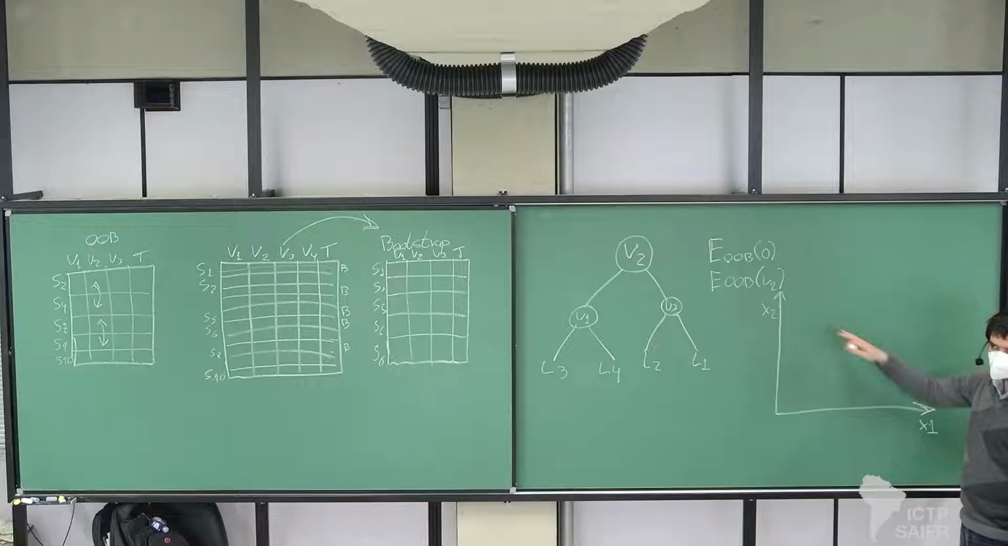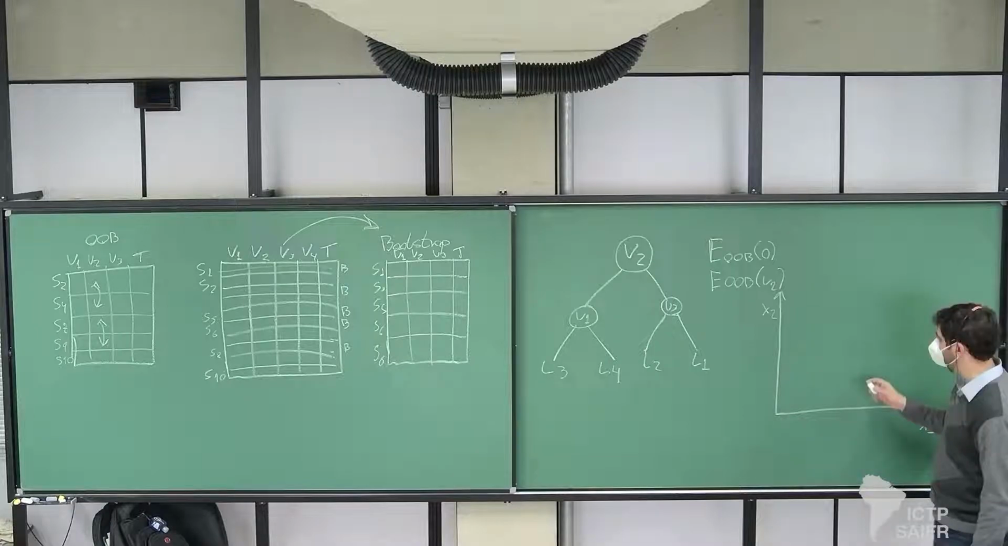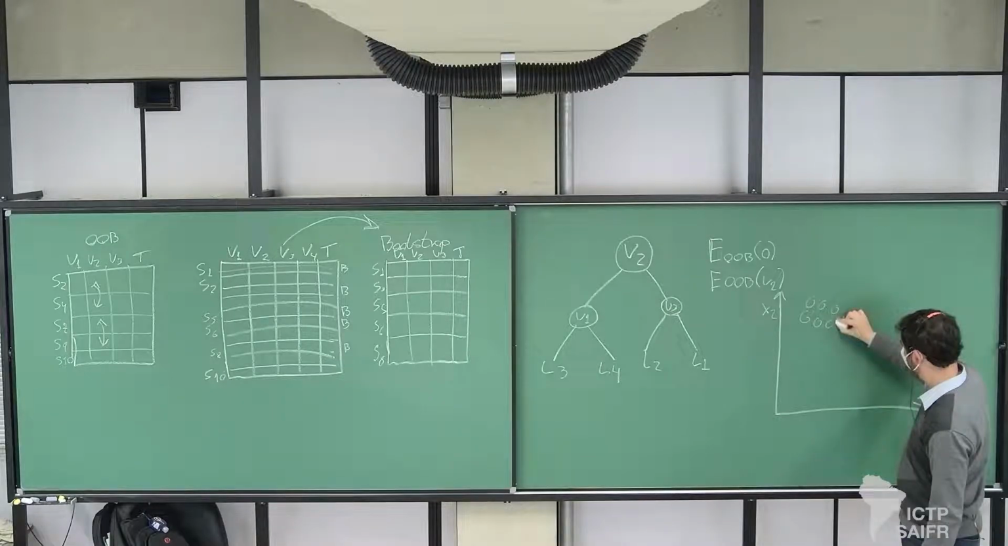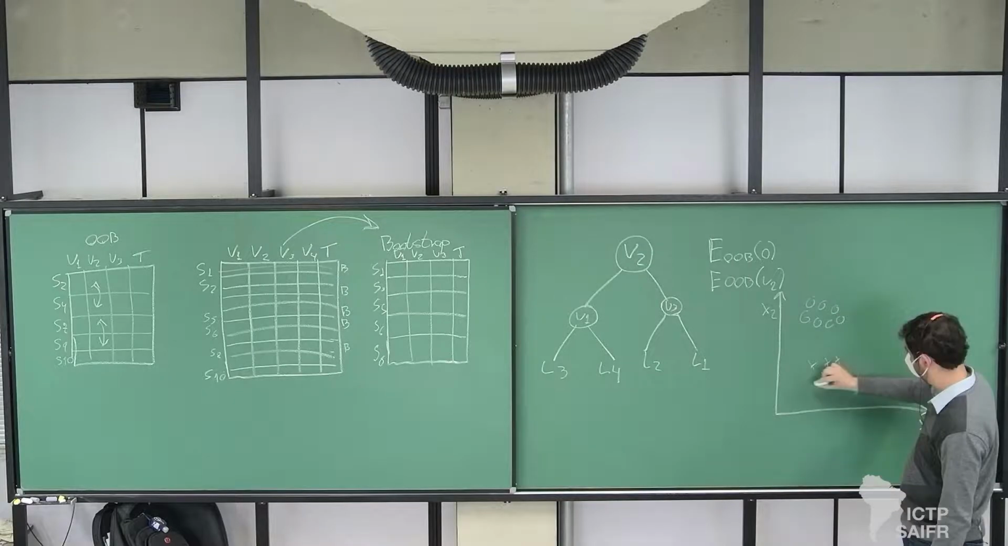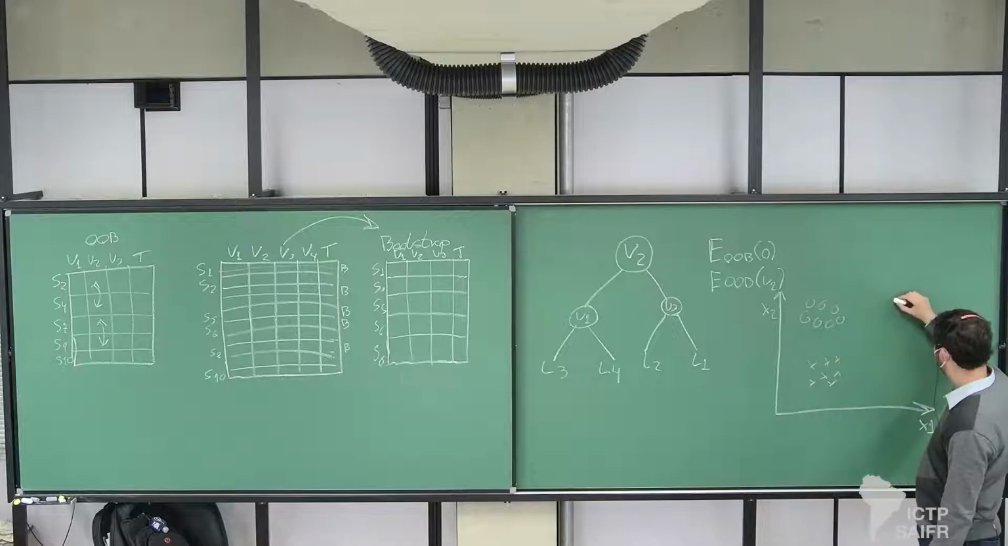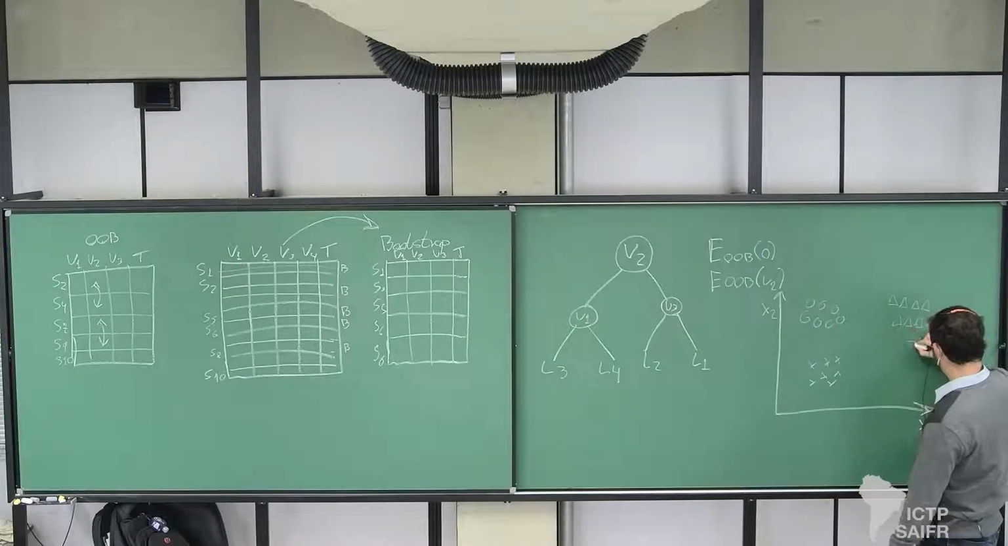So what a decision tree does is, suppose you have, for example, let me think of a good example. Here, and then here, and here, for example. So how can you separate this data?